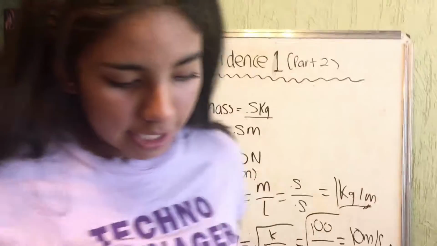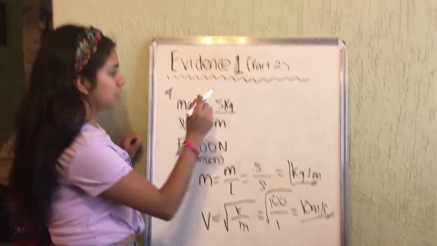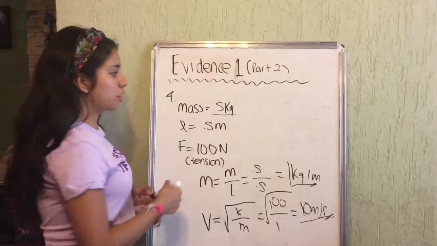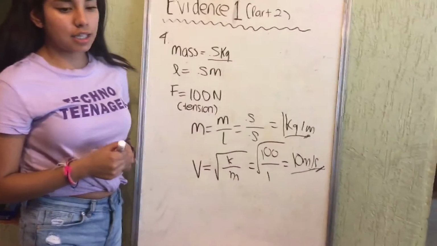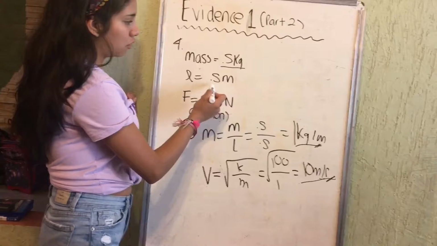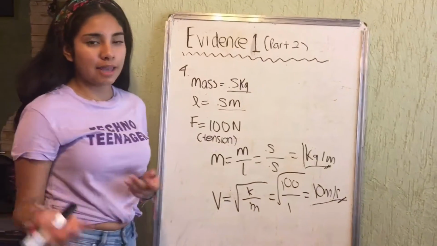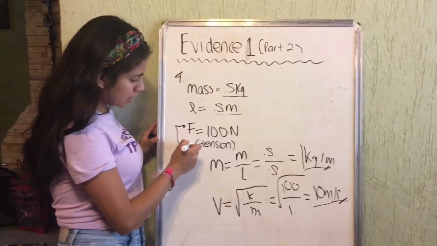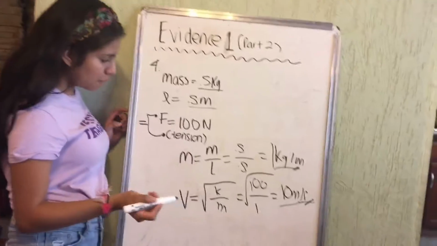Problem number 4. It says, a metal wire with a mass of half a kilogram is half a meter long, and it is subjected to a tension of 100 newtons. What is the speed of the transverse wave in the wire? Okay, we just have to identify that it says half a kilogram. So in this case, we are not going to put the whole kilogram, we're going to put 0.5. And it also says that the length is half a meter, so we're going to put 0.5 also. In this case, they gave us tension, but we're going to take it like force. So tension and force are the same, okay?